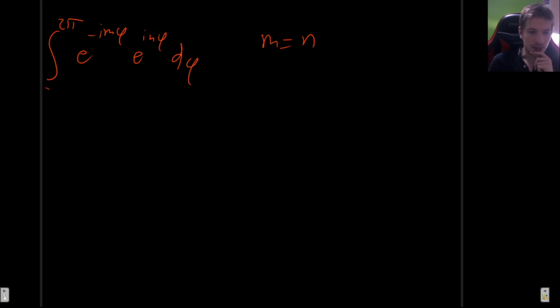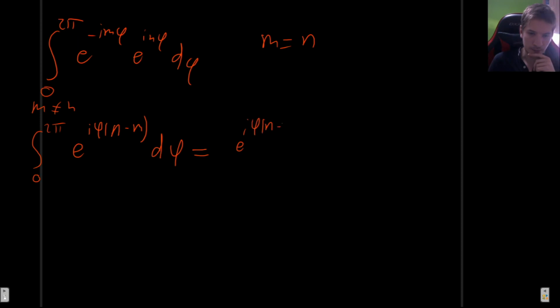Now what happens if m and n are not the same? Let's take this integral. So this is 0 to 2 pi of e to the minus i phi m plus, let's take the minus sign and leave it in here actually, so we get n minus m, d phi. When we do that, now we take the integral, we get e to the i phi (n minus m) divided by i (n minus m), and we have to now evaluate this between 0 and 2 pi.